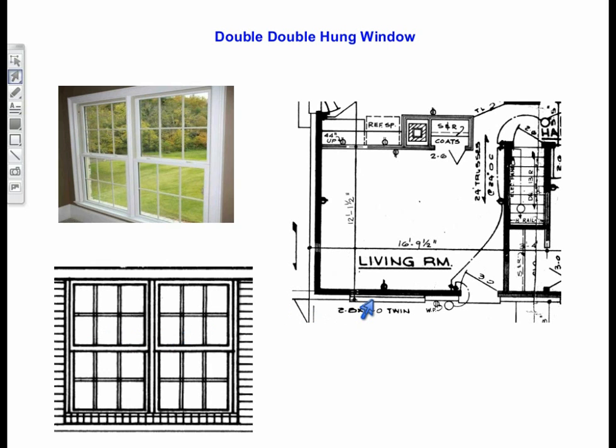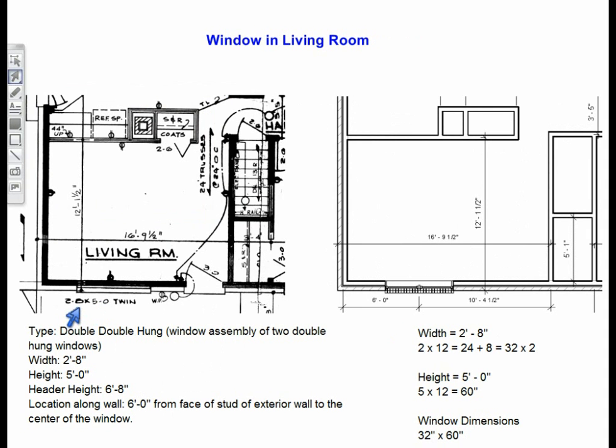This is what a double hung window looks like in floor plan view. It is indicated with the term twin. According to the floor plan, the width of the double hung window is 2 feet 8 inches wide. The height of the window is 5 feet.